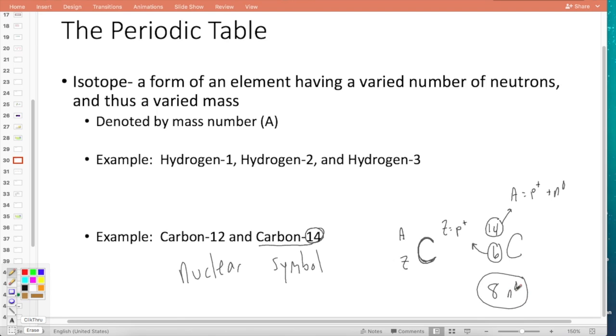Where are the neutrons found in the atom? In the nucleus. These are isotopes, different forms of the same element. These are all carbon because they all have an atomic number or a nuclear charge of 6. The Z is 6. But they have different mass numbers, different masses because they have different numbers of neutrons.